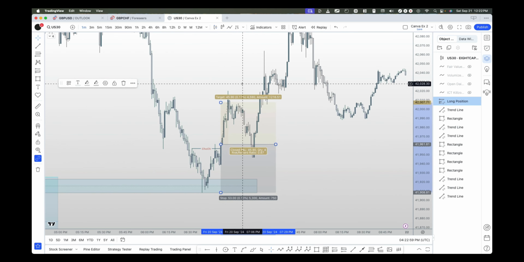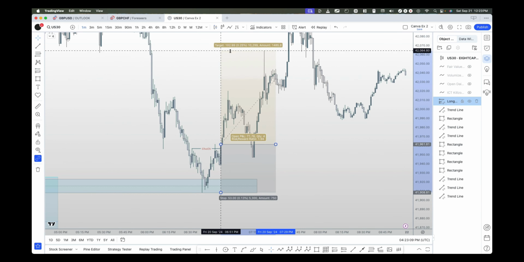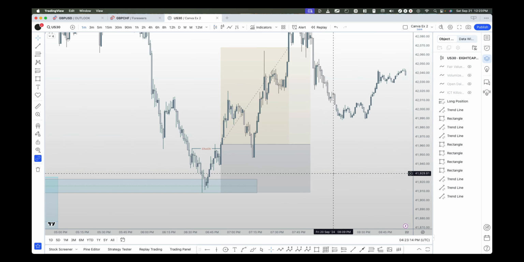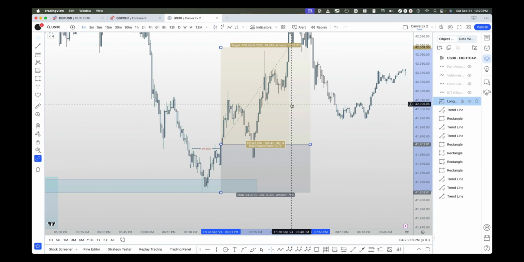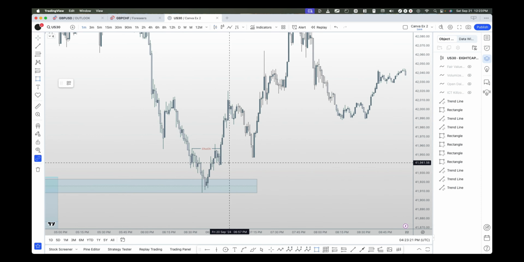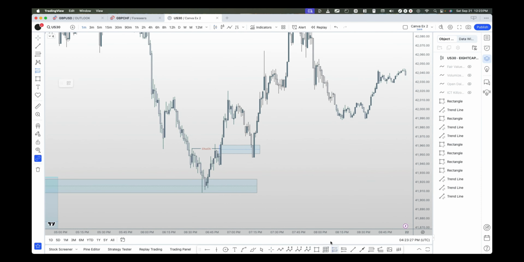Set your stop loss down here, target this area of liquidity, but that would only give us barely a 1-to-1. You can go for a fixed 1-to-5 or 2R. There, that could have been it right here. Or you could wait for a change of character or a market structure shift, however you want to call it, and then wait for a retracement into a fair value gap. That is probably the safest way to do it.